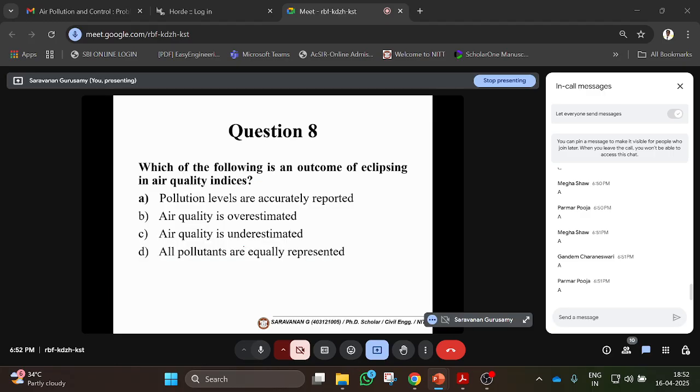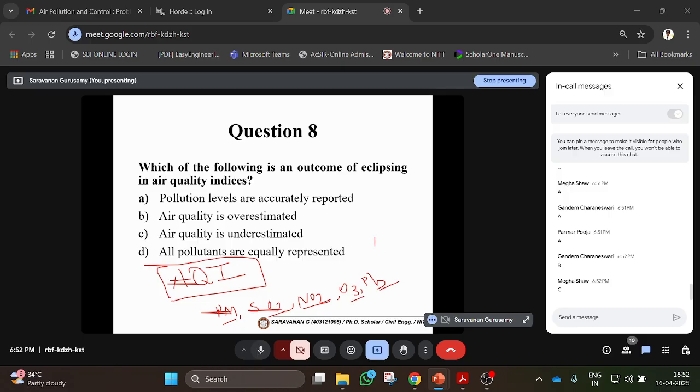So eighth question, which of the following is not an outcome of eclipsing in air quality indices? What is the air quality index? AQI, air quality index, is a single number that will be formed from different pollutants. I have to consider PM, SO2, NO2, ozone, lead, all these concentrations. If I am finding the AQI for NIT, I will measure all those pollutants.